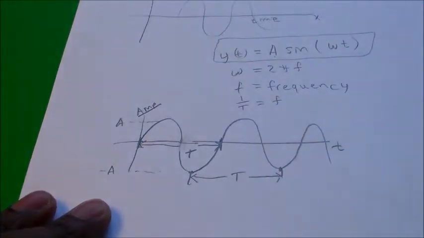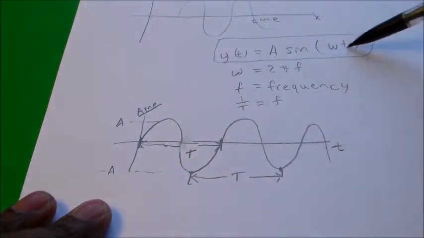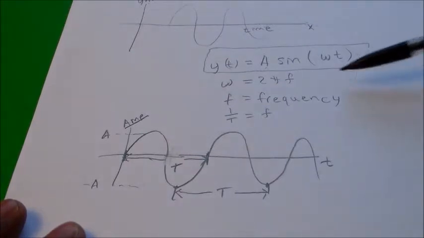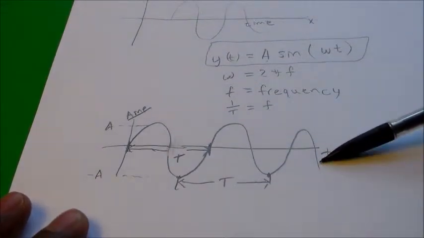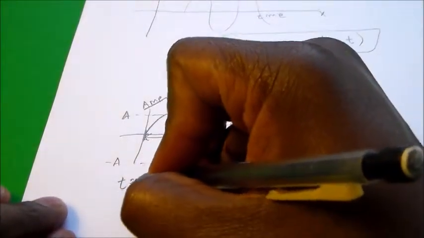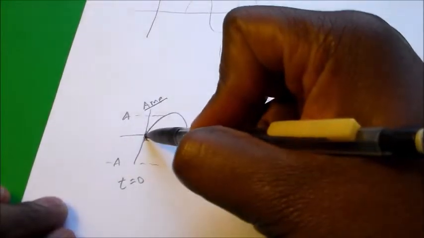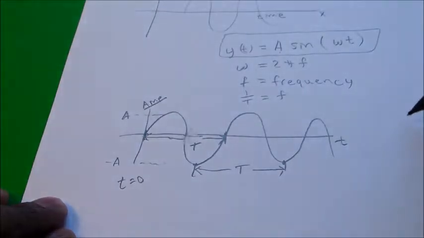Okay, so this is how we would represent this phenomenon using this equation for a sine wave and this graph here for the sine wave. Now, one thing to notice is that at time t equals 0, what we're saying is that the distance from the equilibrium is going to be 0 in this case.